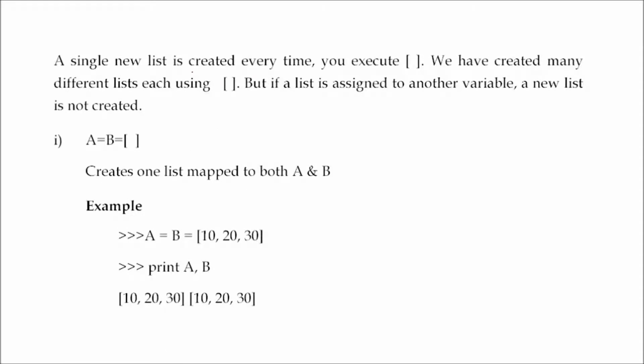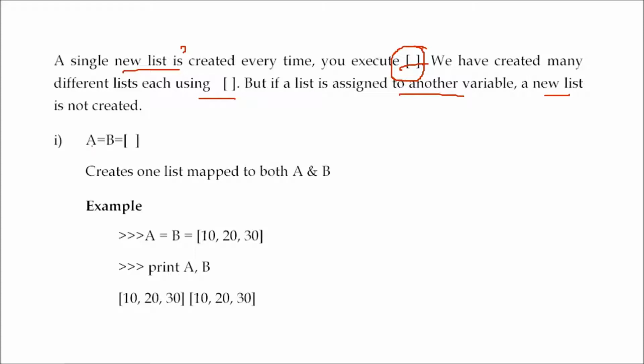So a new list is created every time. Whenever you execute this, please understand, always a new list is created, because this is an object. So an object, wherever you execute it, will be created. So we have created many different lists using this. But if a list is assigned to another variable, a new list is not created.